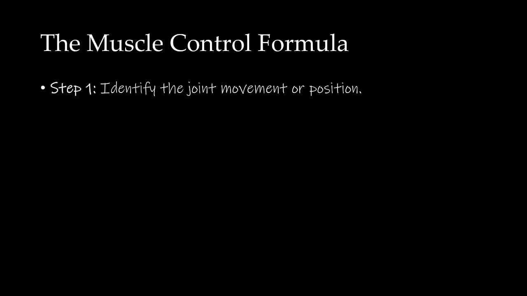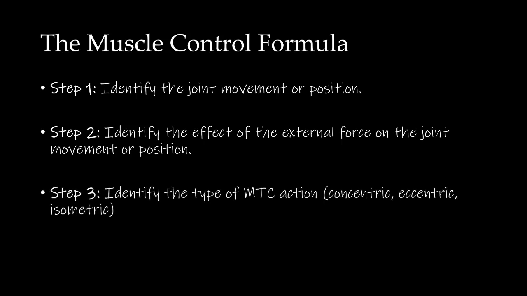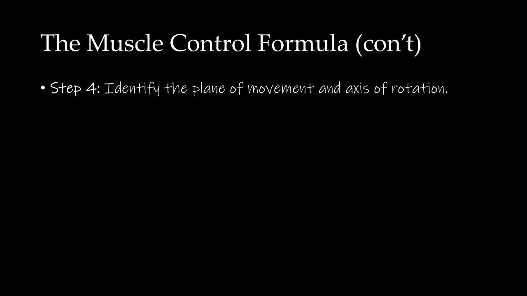Step 1 is to identify the joint movement or position. Step 2 is to identify the effect of the external force on the joint movement or position. Step number 3 is to identify the type of MTC action, either concentric, eccentric, or isometric. Step number 4 is to identify the plane of movement and the axis of rotation.